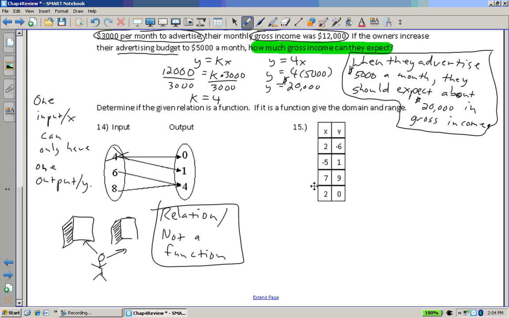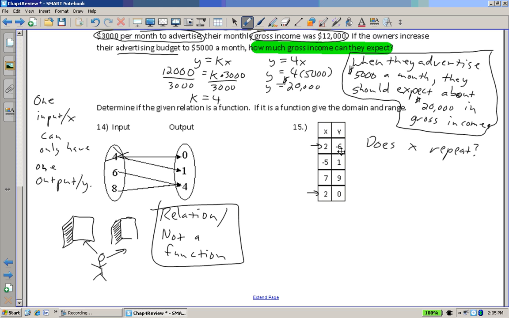Let's look at this one. In this context, it's a little different. 2 maps onto -6, -5 maps onto 1, 7 maps onto 9, and 2 maps onto 0. Well, it's not as clear as a picture as here. So I'm looking for, does x repeat? Let's see. Yes, it does. 2 and 2.